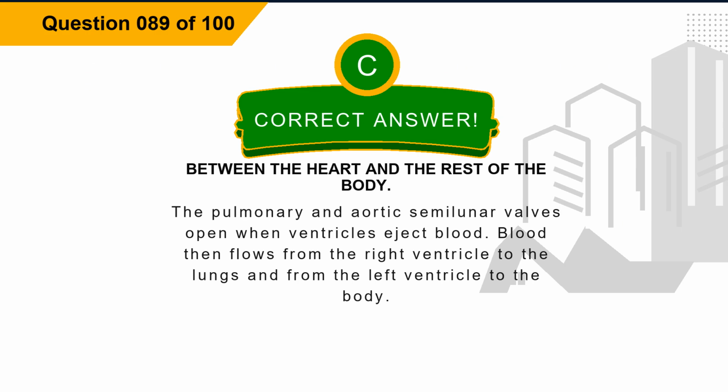Explanation. The pulmonary and aortic semilunar valves open when ventricles eject blood. Blood then flows from the right ventricle to the lungs and from the left ventricle to the body.